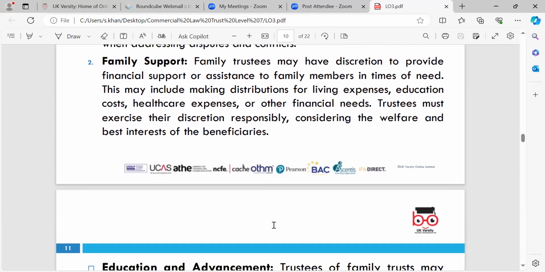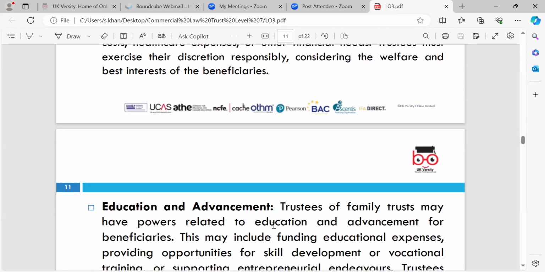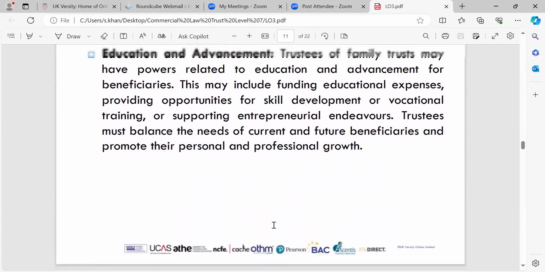Family support. Family trustees may have discretion to provide financial support or assistance to family members in times of need. This may include making distributions for living expenses, education costs, healthcare expenses, or other financial needs. Trustees must exercise their discretion responsibly, considering the welfare and best interests of the beneficiaries. Education and advancement.